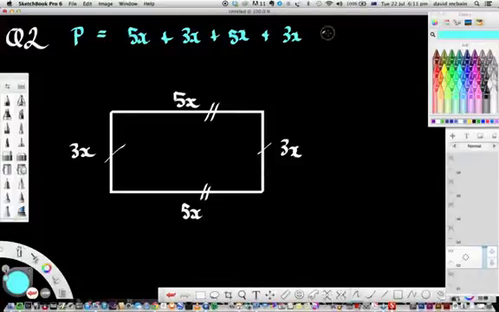And so that will equal, if you add those up, they're all like terms, remember, they're all x terms, so 5 plus 3 is 8, plus 5 plus 3 is 8 again, that's 16x. Just 16x, that's the perimeter of this shape.